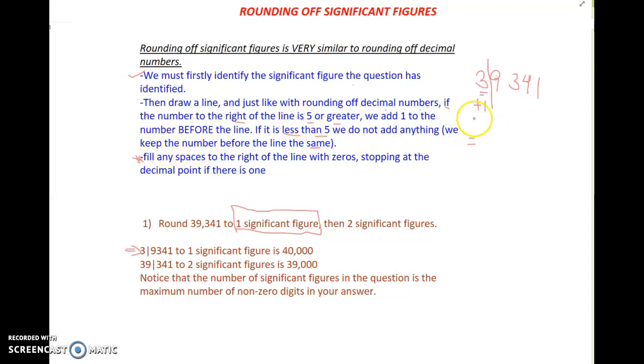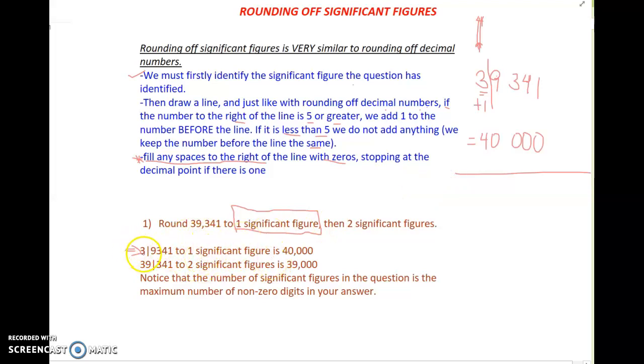Now, it says to fill any spaces to the right of the line with zeros, stopping at the decimal point if there is one. So I'm going to put a 0 in place of the 9, a 0 in place of the 3, a 0 in place of the 4, and a 0 in place of the 1. Now remember, rounding off numbers is like an approximation. We couldn't just put this as 4, because 4 is nowhere close to 39,341. So you must add your zeros after the line, just by the way there. All right, cool.